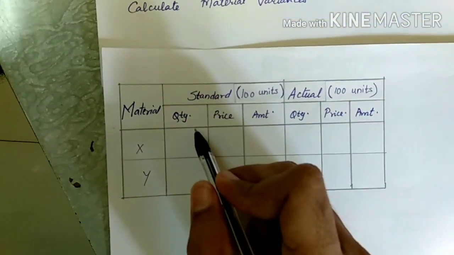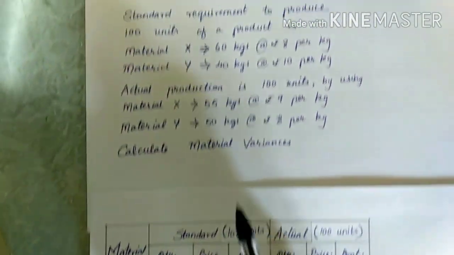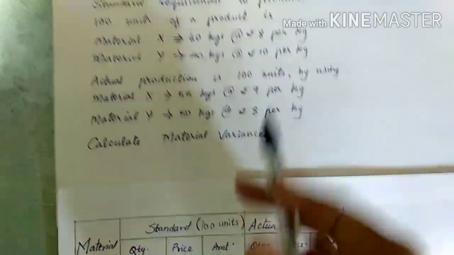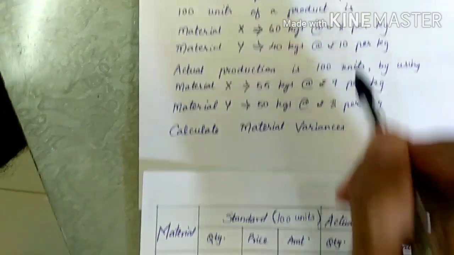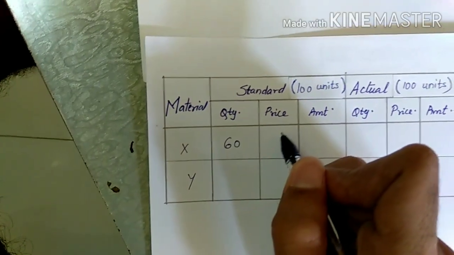Next we need is standard quantity. The standard quantity for material X is 60 kgs. So I wrote it as 60. And the price is rupees 8 per kg. So I wrote price as rupees 8.